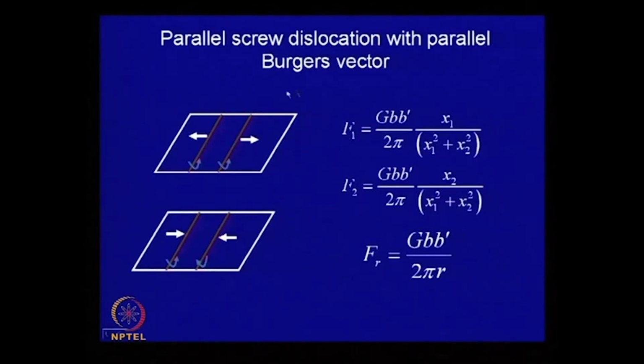So, this is what we talked about. If we have two parallel dislocations which are alike, they will repel, and this is a case where one is a right handed screw, another is a left handed screw, then there will be a force of attraction and they can come together and annihilate one another.